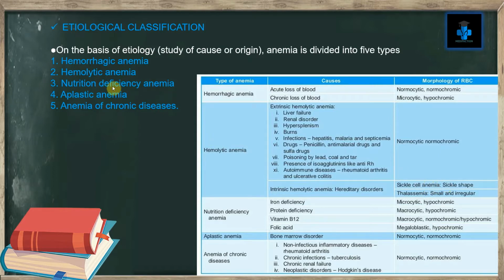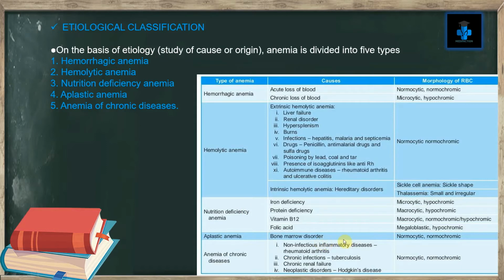The third type is nutrition deficiency anemia. Nutrition deficiency anemia will be caused due to iron deficiency, protein deficiency, vitamin B12, and also folic acid. And it will be microcytic hypochromic in iron deficiency morphologically, and it will be macrocytic hyperchromic in protein deficiency, and the morphology of vitamin B12 RBCs will be macrocytic, normochromic or hyperchromic, and for the folic acid it will be megaloblastic hyperchromic. The fourth type is aplastic anemia.